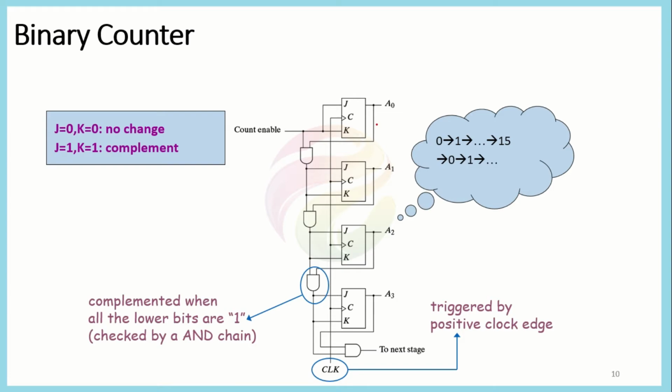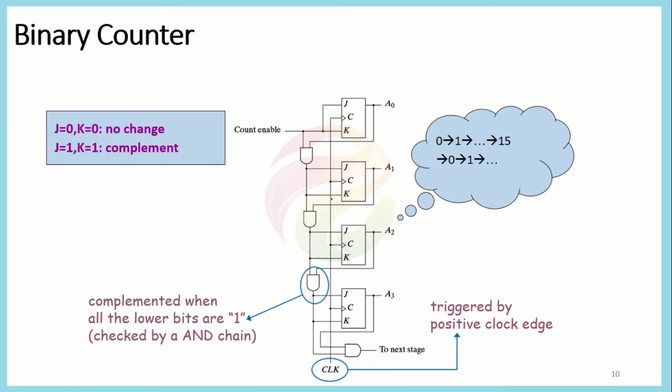The flip-flop in the first position is complemented when the pulse that is attached to it, or the clock signal, has a positive clock edge. So with every positive edge of the clock, this would keep on complementing its value. While the flip-flop in any other position is complemented when all the bits in the lower significant positions have a value equal to 1.